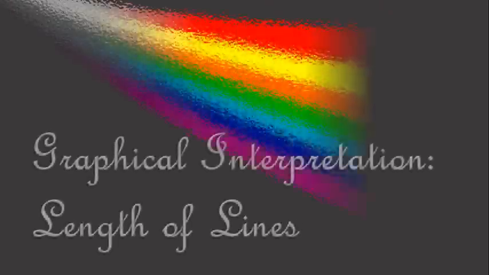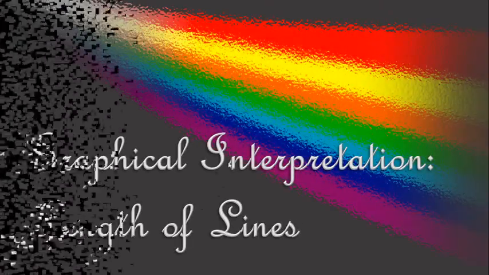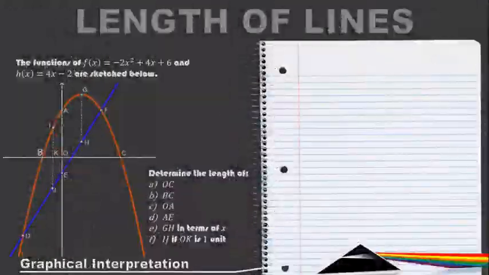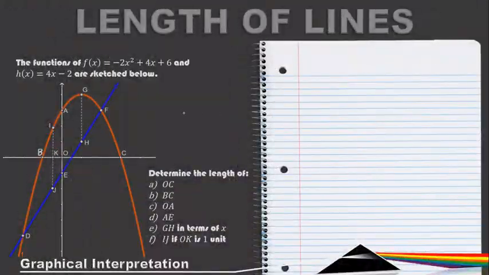We will now look at graphical interpretation and the length of lines, and we will do so by just working through a few practical examples. To start off, we've got these two functions: a straight line and a parabola. The first question says determine the length of OC. Now OC lies over here, and to find this length we need the x-intercept of the parabola.